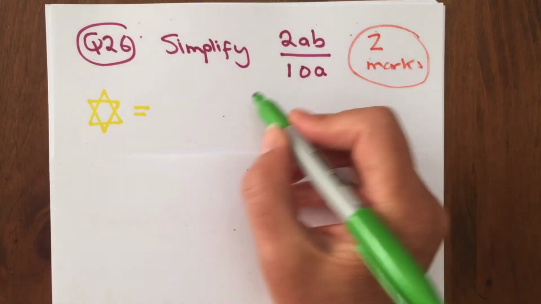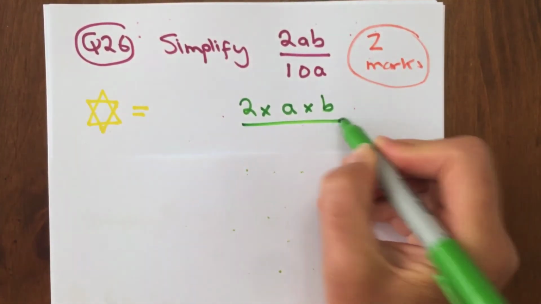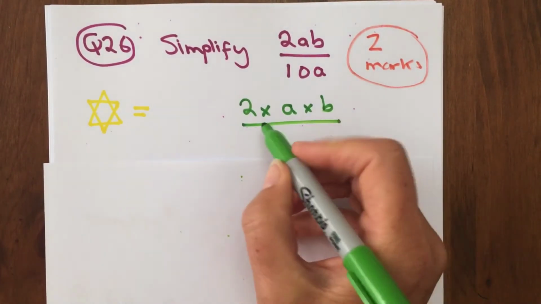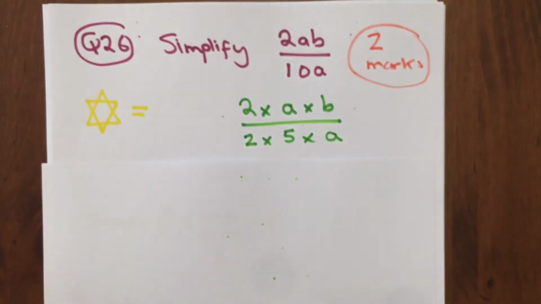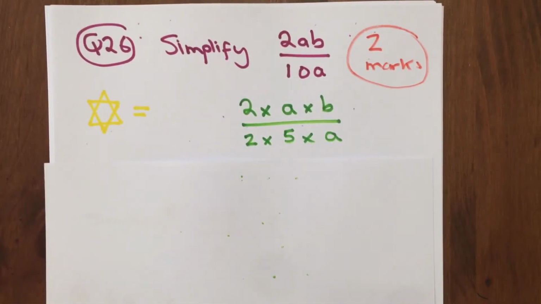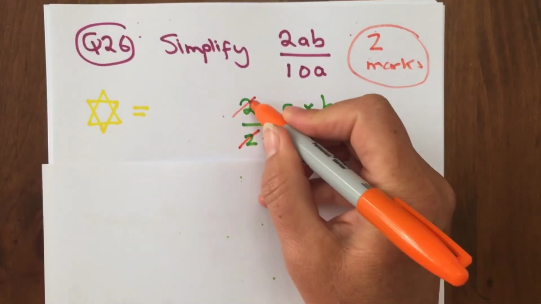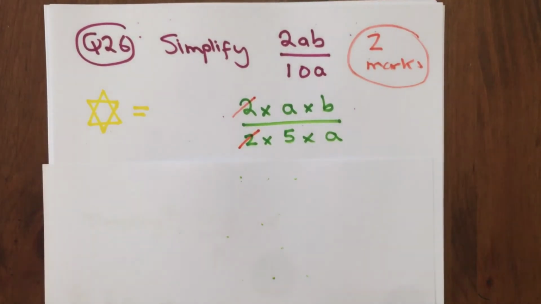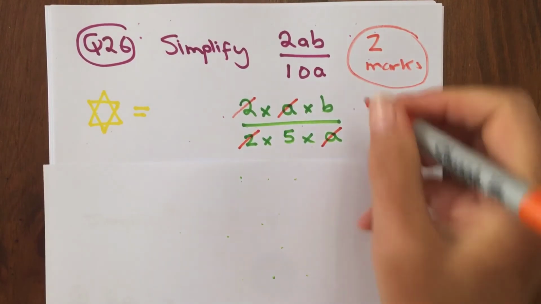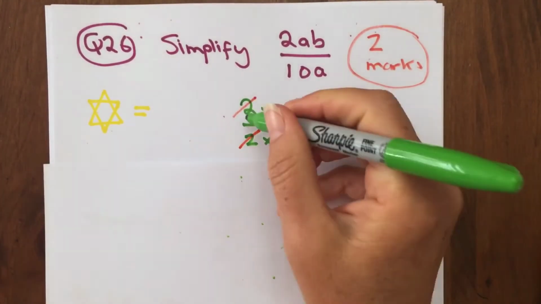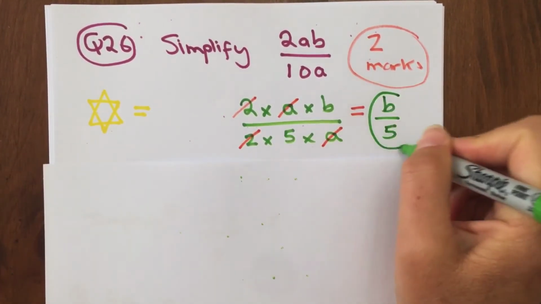Right, so on the top I've got 2 times A times B. On the bottom, I've got 10 is 2 times 5 times A. Now I'm going to cancel anything I've got on the top and the bottom that's the same. So 2 and 2, 2 divided into 2 will be 1. Divide top and bottom by A. I cancel them out. So what have I got left? Well, I've just got B on the top and I've just got 5 on the bottom. So this is my answer.